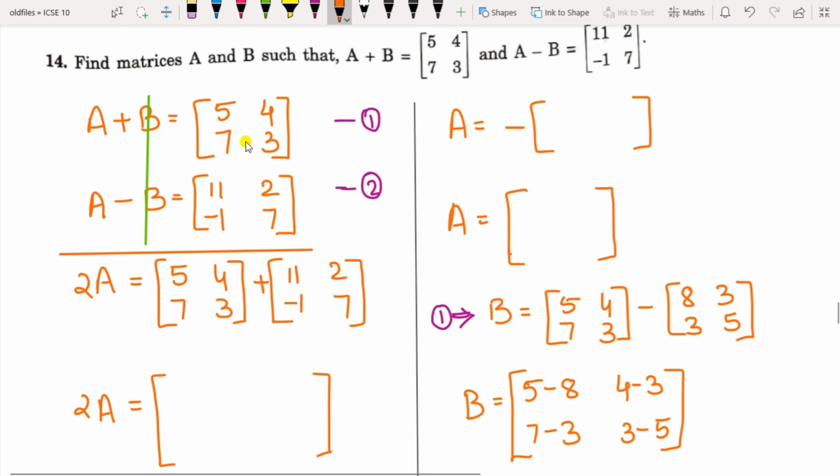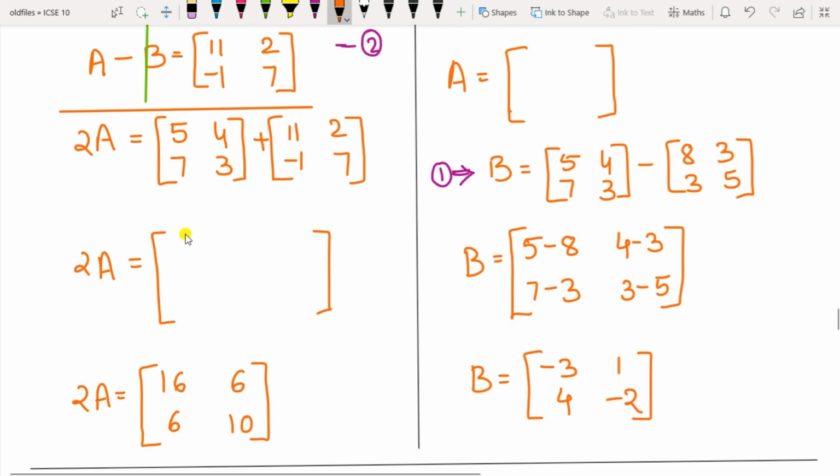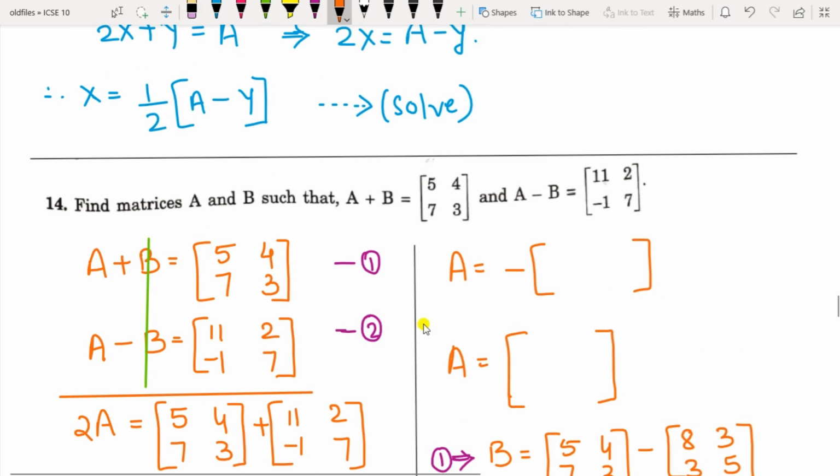2A equal to addition of these two matrices. Now do the addition of these two matrices. Now if you can do it orally, you can do it, or this step you can avoid it, but I am not writing it here now. 5 plus 11, 4 plus 2, 7 plus minus 1 and 3 plus 7, that you get it as 16, 6, 6 and 10. But you want here A, you want the value of A, so it is 2A. So on the other side you have to multiply it by 1 by 2.